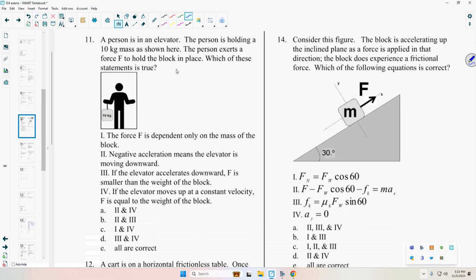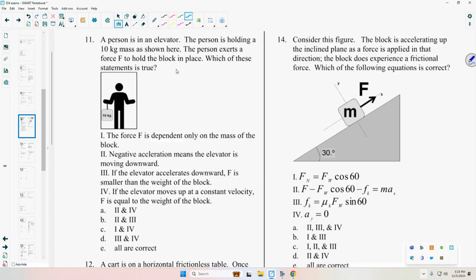Okay, so there are a number of these statement kind of questions. There are a couple on every exam, so be prepared for them. So here, the statement says the force F is dependent only on the mass of the block. I don't say anything about how the elevator is moving. So the force is dependent not just on the mass of the block, but also the acceleration of the elevator. If it's going up, you'll have a force that's bigger than the weight of the block. If you're going down, you have a force that's less than the weight of the block.